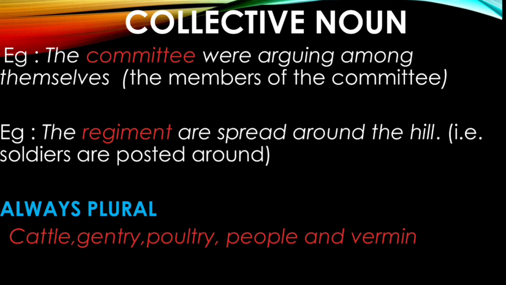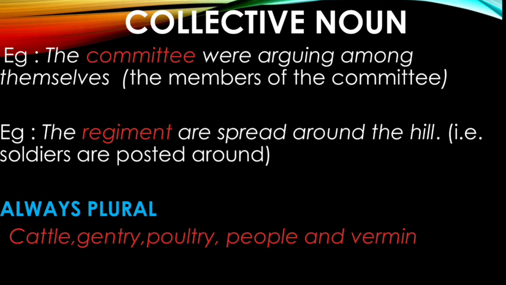Team of players, fleet of ships, herd of cattle. Okay, these are called collective noun. The committee were arguing among themselves. So here the committee is not considered singular. We told that collective nouns are normally considered as singular. But look at this sentence, the committee were arguing among themselves. Were arguing. Committee was, not was, but were.